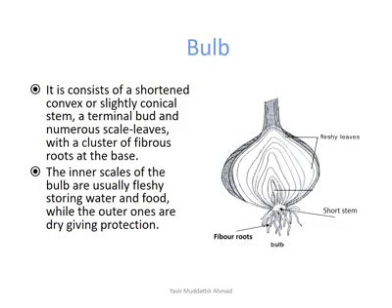So since this is having fibrous roots, that means here we have a monocotyledonous plant. Now we have two types of scaly leaves in the bulb. Outer scaly leaves are going to be dry, giving protection, and inner fleshy leaves that are going to be storing food materials. It consists of a shortened, convex, or slightly conical stem, a terminal bud, and numerous scaly leaves with a cluster of fibrous roots at the base. The same function of the terminal bud is going to be applied here. As we can see here, this is the terminal bud. It's going to grow, and it will give the aerial shoot outside the soil. The inner scales of the bulb are usually fleshy, as we said, storing water and food, while the outer ones are dry, giving protection.